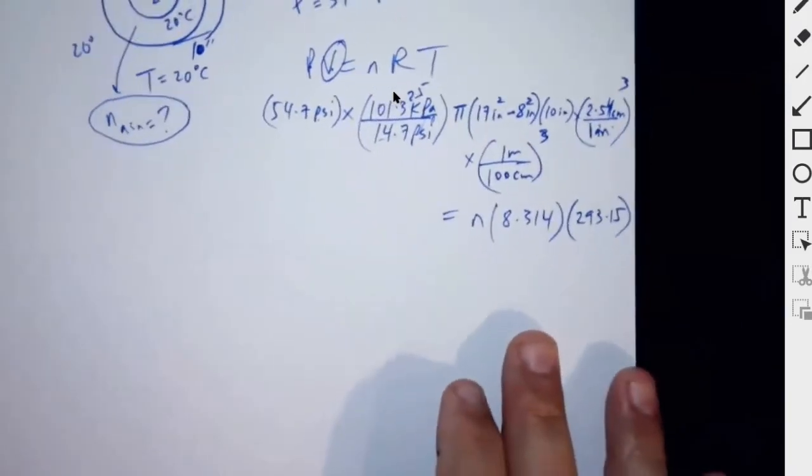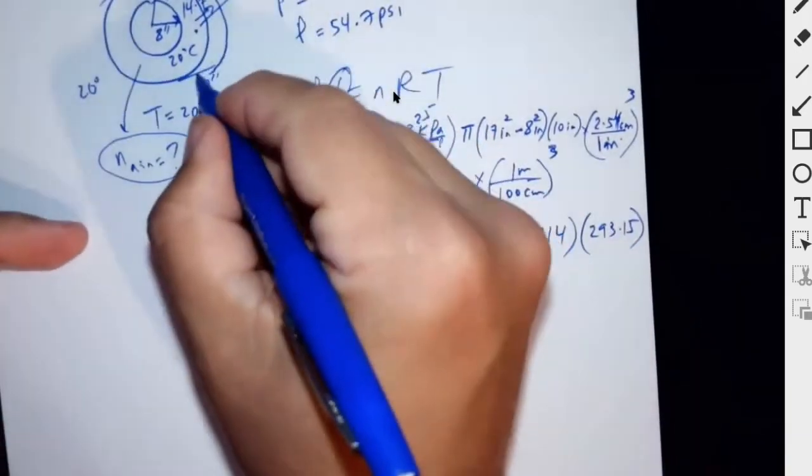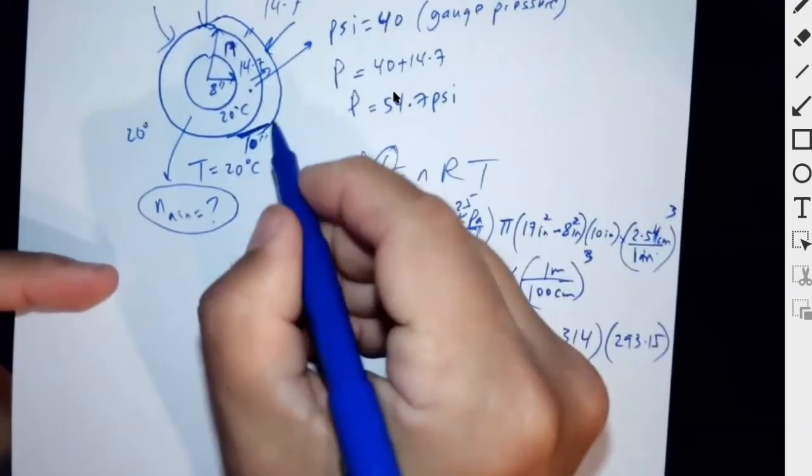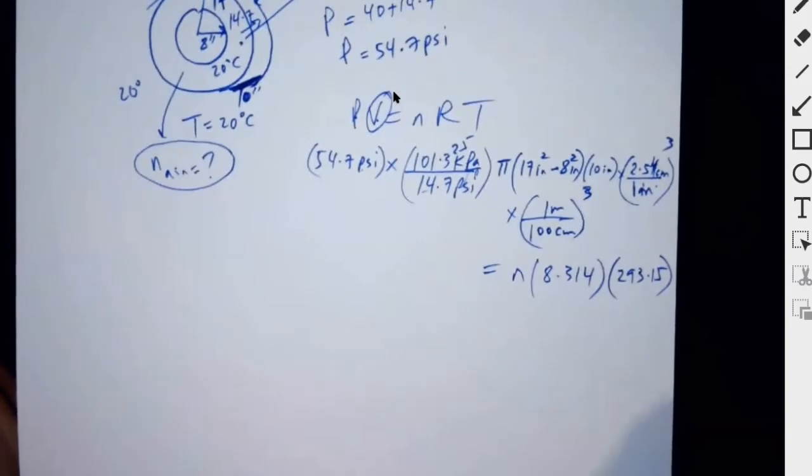Where did 10 inches come from, though? Oh, I just made it up. I said assume that the width of the tire this way is 10 inches. Okay. It's a cylindrical tire.